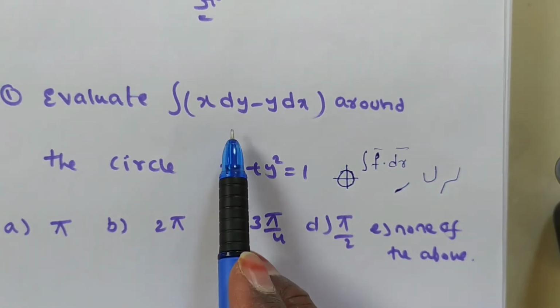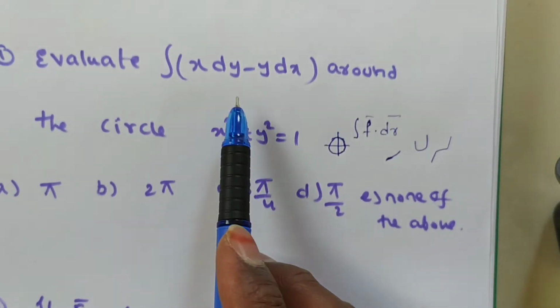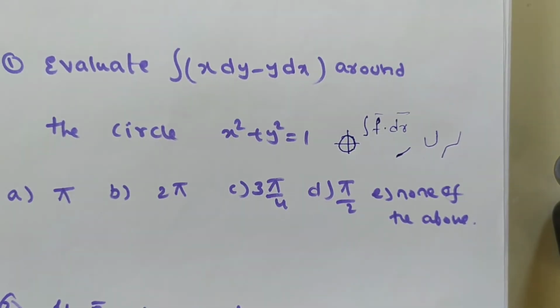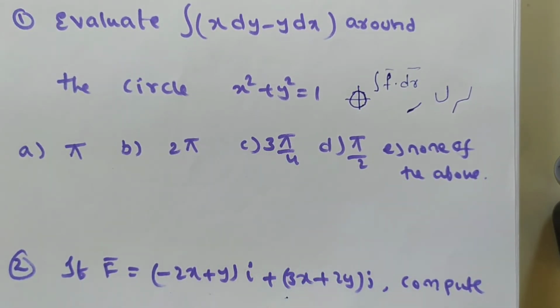Okay, but only here f dot dr they are changed. So this is f they are given here. Previously they are given f bar dot dr bar directly. Okay, now I will solve this problem. You try to solve this problem and give the answer.